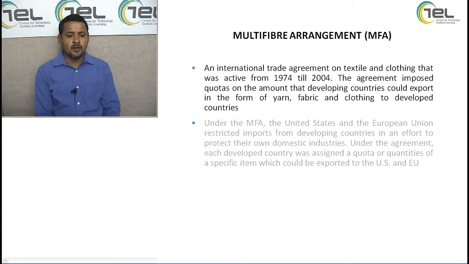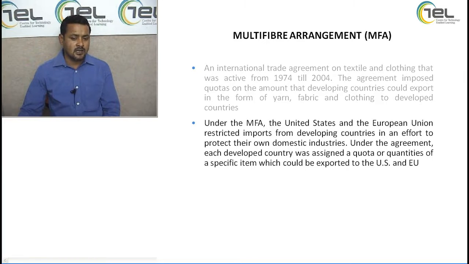Under the multi-fiber arrangement, the United States and the European Union restricted imports from developing countries in an effort to protect their own domestic industries. Under the arrangement, each developed country was assigned a particular quota, or a quantity of a specified item, which can be exported from developing countries like Indonesia, India, even China at some places, to the United States and European Union. And this was active till 2004.